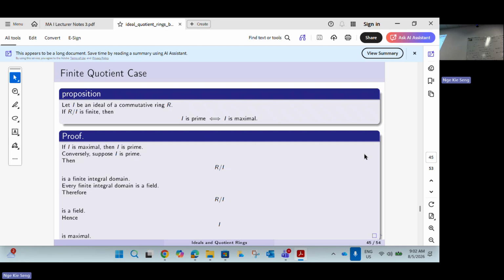Okay, if it is finite, then if it is the identity, then we have the inverse. Okay, we have the inverse R plus I to the power n minus 1. Then this is the inverse of this. Okay, if every element has an inverse, this means this is a field. Okay, just like that.